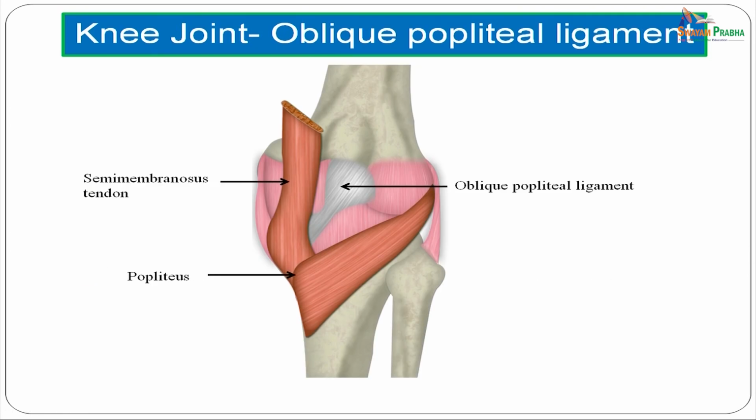The next set of ligaments which we see are the oblique popliteal ligaments. What we have seen so far: the ligamentum patellae is the ligament which is strengthening the anterior aspect of the joint capsule. You have two ligaments at the sides, the medial collateral ligament and the lateral collateral ligament, which are strengthening the joint capsule on the lateral aspects. Now we come to the posterior aspect, and primarily there are two ligaments which strengthen the posterior aspect of the joint capsule. These include the oblique popliteal ligament and the arcuate ligament.